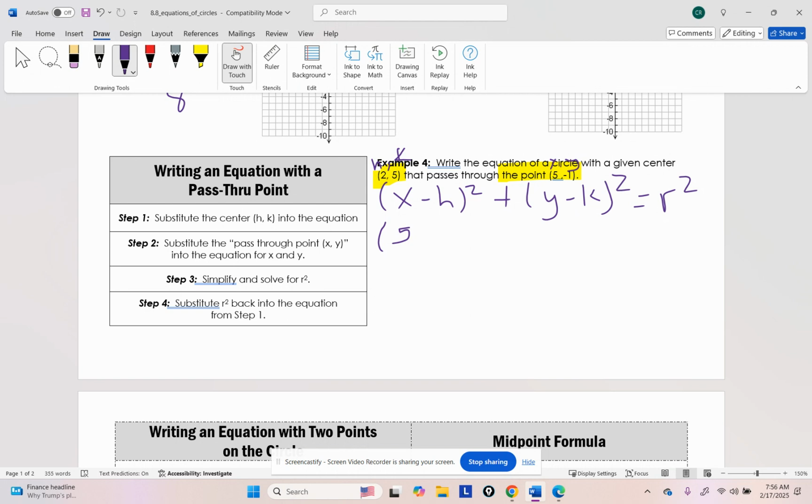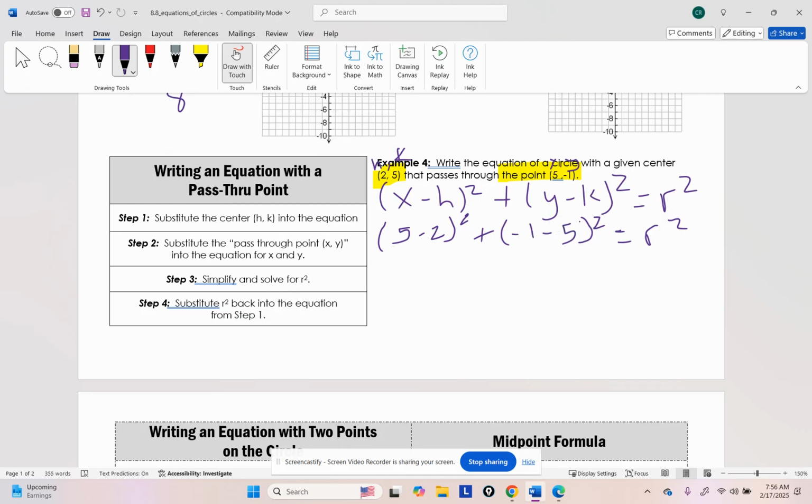So we're going to do 5 minus 2 squared plus, and then my y was negative 1, so negative 1 minus 5 squared equals r squared. And my r, we don't know because it didn't tell us a radius, so r squared. Okay, so let me clean that up a little bit. Negative 1 minus 5. All right, so now we do the basic math.